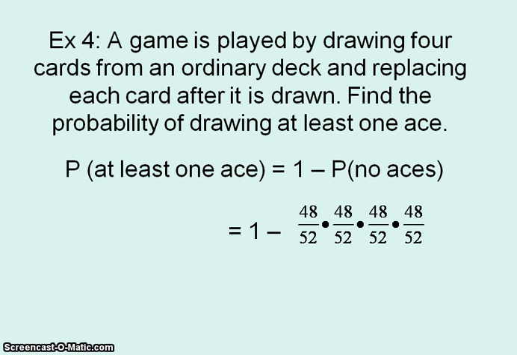the first pull wouldn't be an ace. 48 out of 52 are not aces. We replace it, so 48 out of 52, and so on and so forth. It's very unlikely that I'm going to get 4 aces, but at least one ace, pretty substantial here, 0.27, so 27 times out of 100. So if I did this experiment 100 times and picked out 4 cards, I'm going to get at least one ace 27 out of that 100 times.